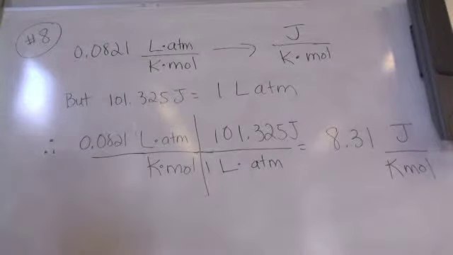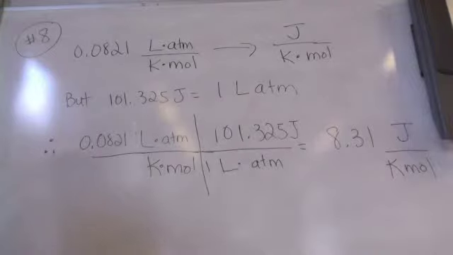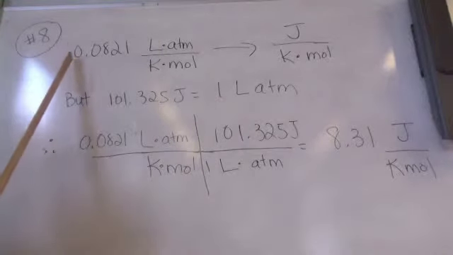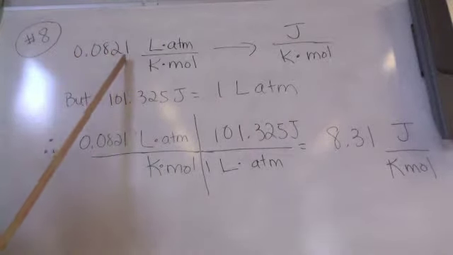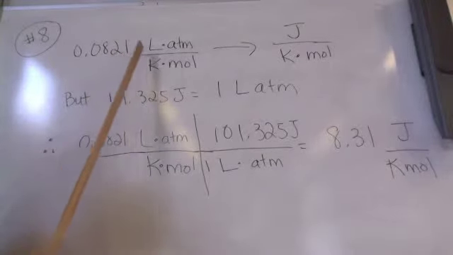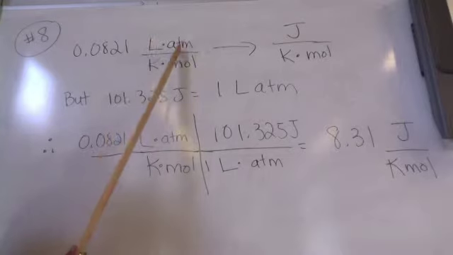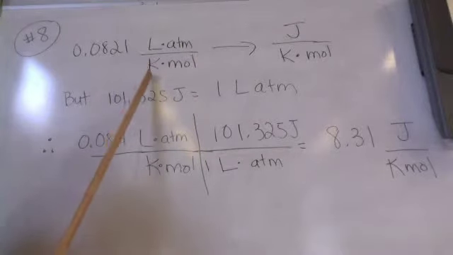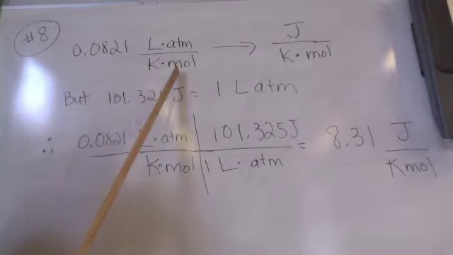Okay, this is the second one, number 8. A little bit more complicated because there'll be some symbols here that you may not have seen before, but we will get to these symbols. Okay, you've got 0.0821, and the unit for this number is liter times atmosphere divided by Kelvin and mole.